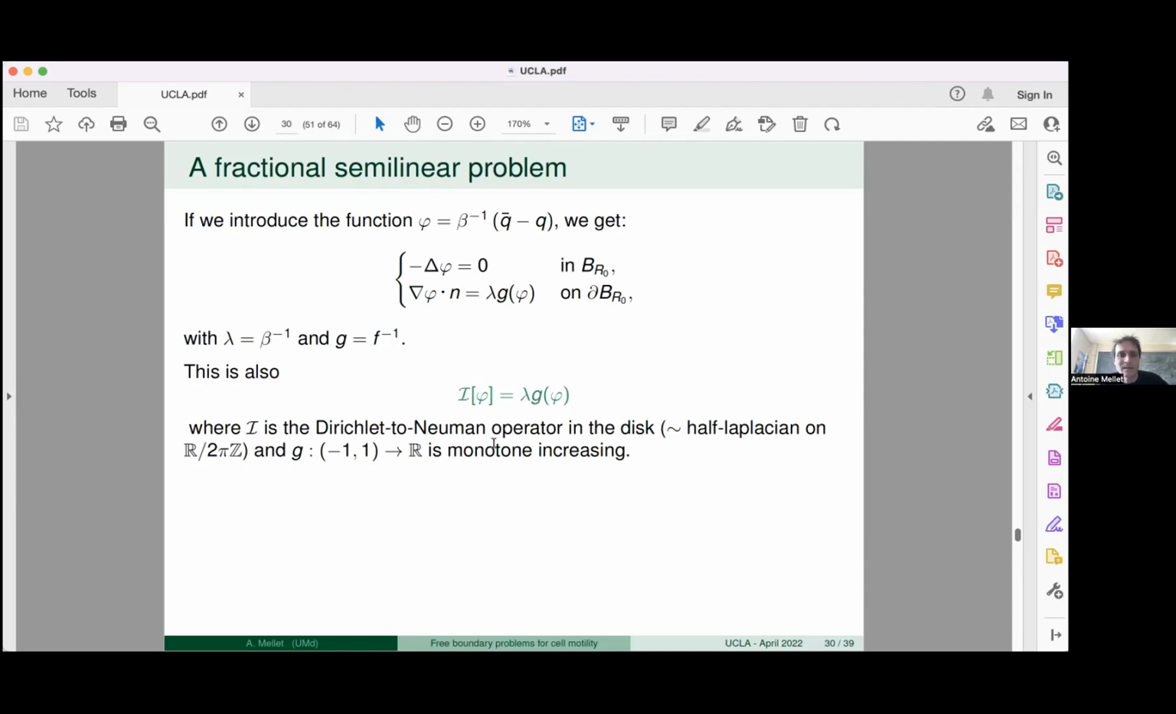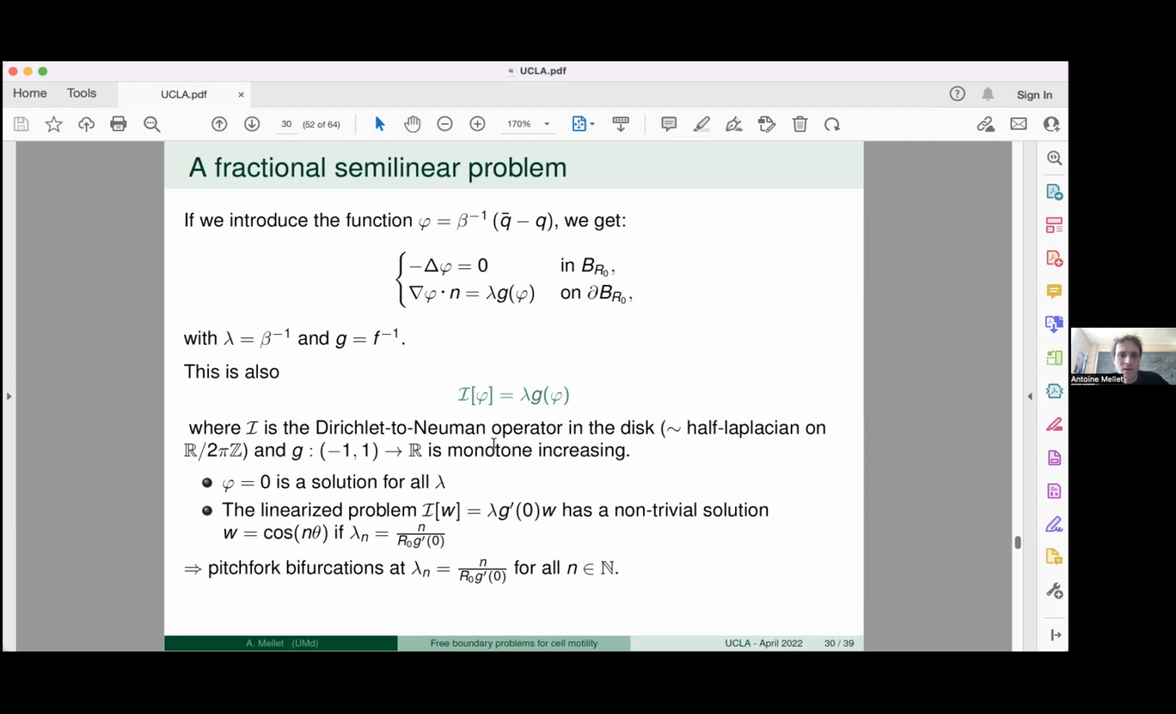So we have a typical semilinear problem that we know might have bifurcation. And in fact, you can look at the linearized problem. You see that it has some non-trivial solution of the form cosine n theta for some values of lambda n, and then we can show that there are indeed pitchfork bifurcations for those lambda n.